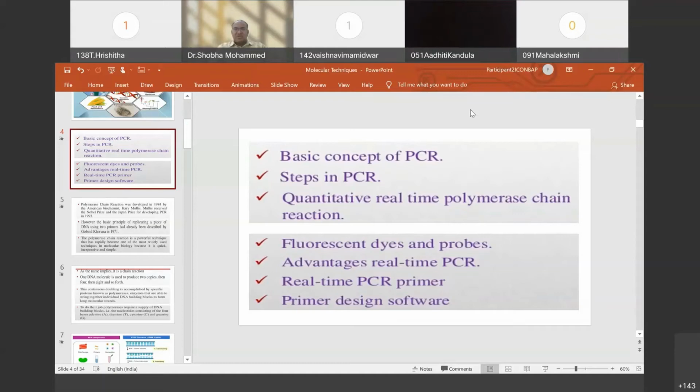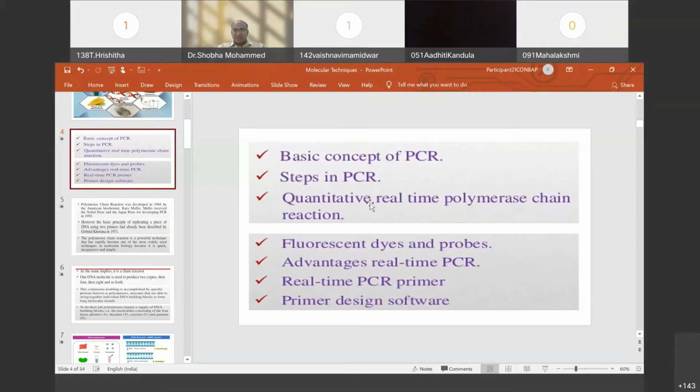Basic concepts of the PCR. We have done with the basic concepts of the PCR. Then we have studied in great detail that one cycle consists of the steps of the PCR: denaturation, annealing, and the extension.